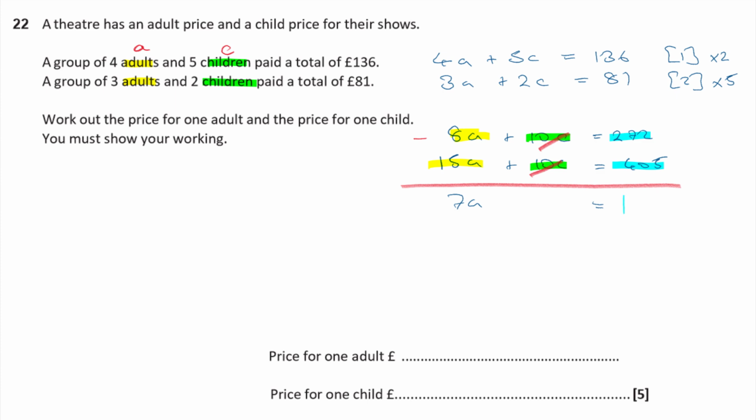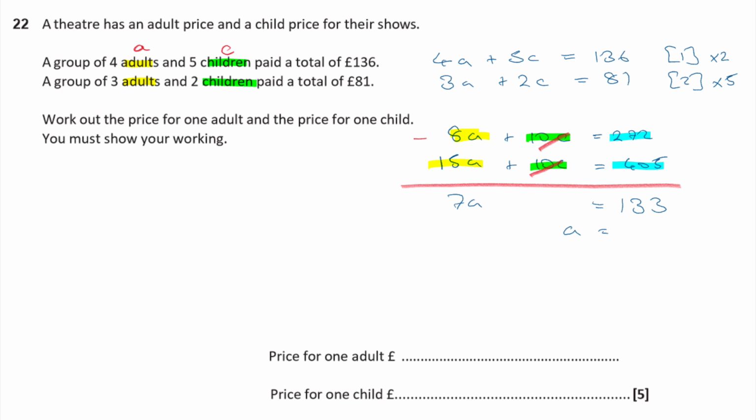Okay, so I've got £133 for 7 adult tickets, and now I should be able to work out the price of one adult ticket just by dividing through by 7, 133 divided by 7.